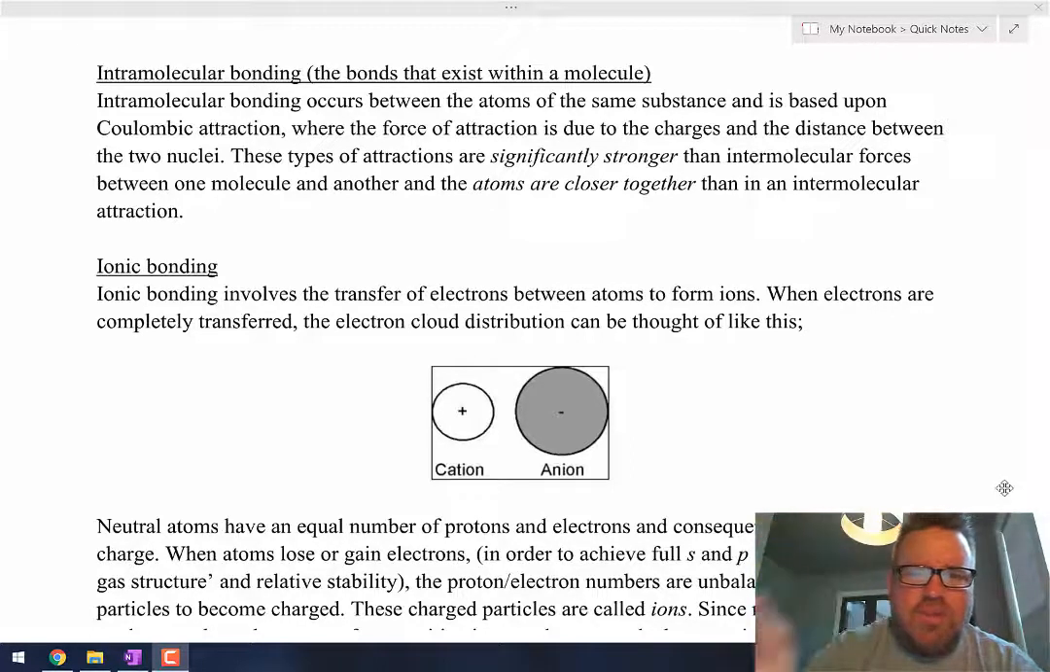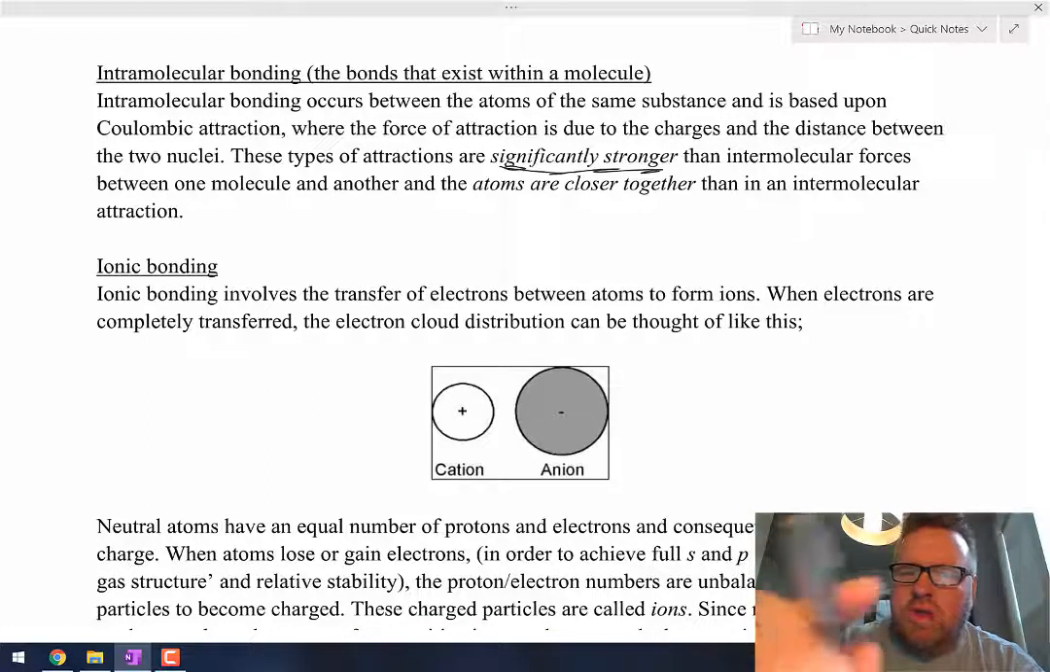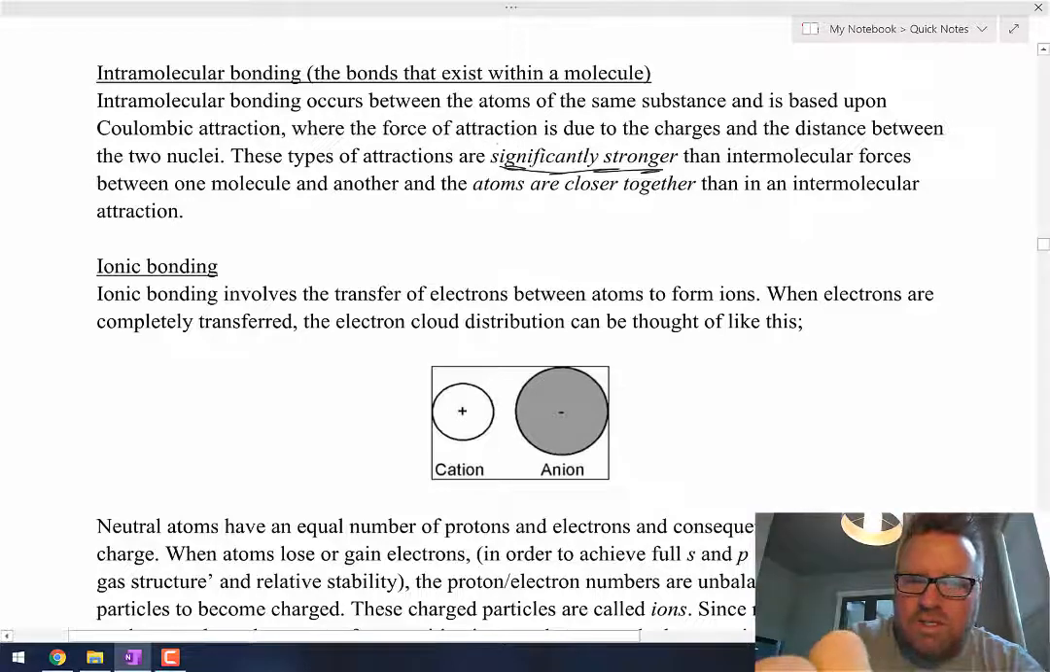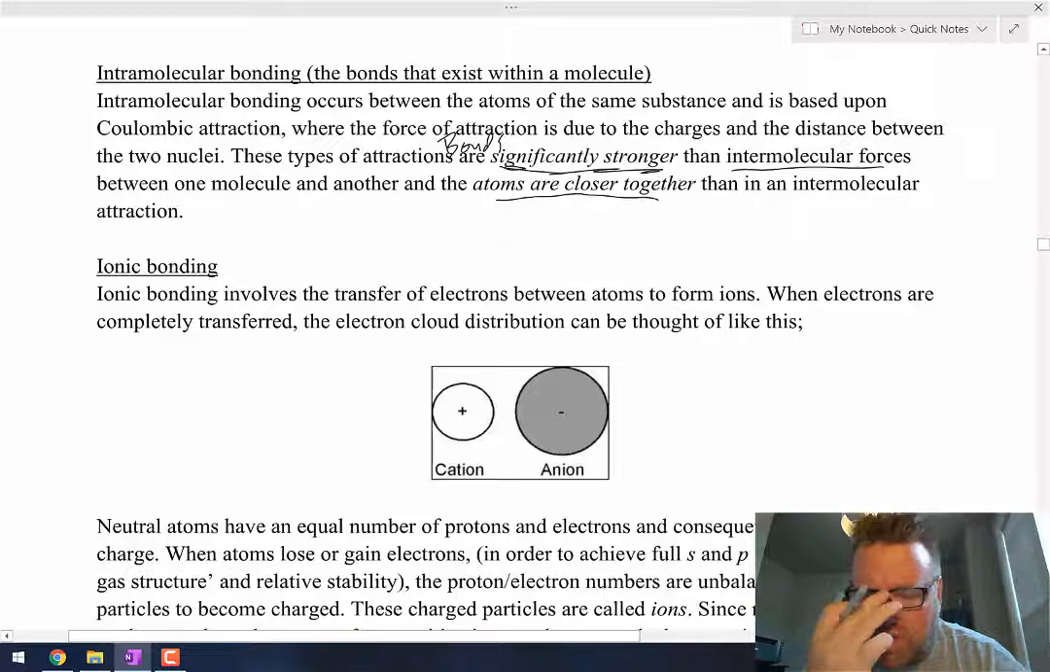So first of all, let's make sure we distinguish between those two again. Anytime you have a bond, bonds are always significantly stronger than those intermolecular forces. We mentioned those in the previous video: the hydrogen bonding, dipole-dipole, London dispersion, those much weaker than an actual bond. So bonds are significantly stronger, and obviously in a bond, the atoms are much closer together than in an intermolecular attraction as well.